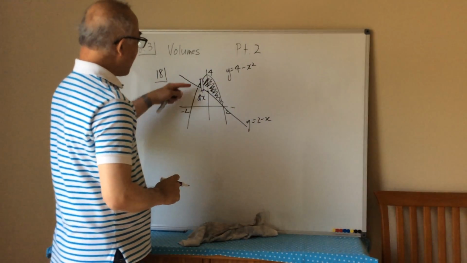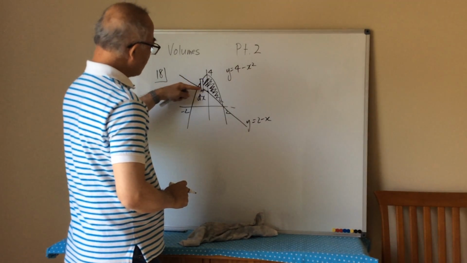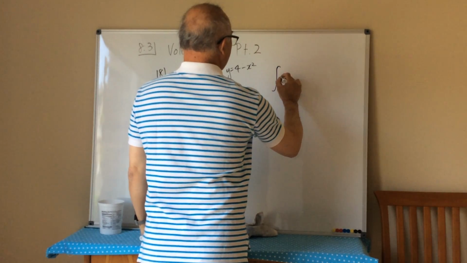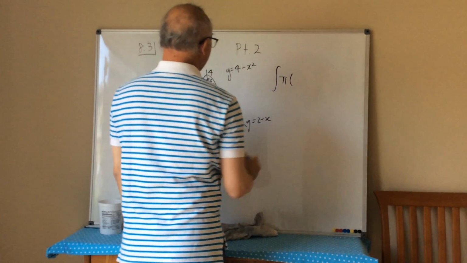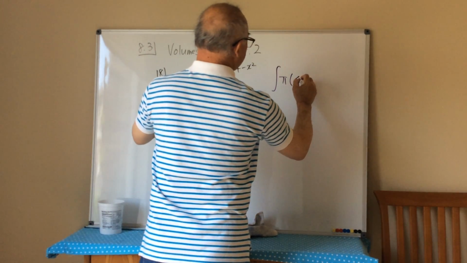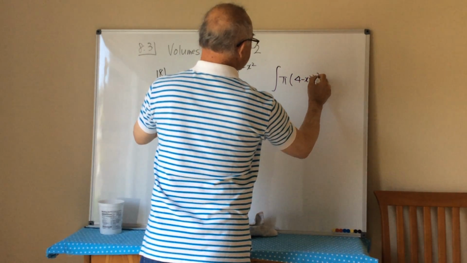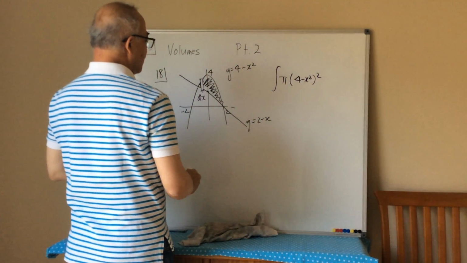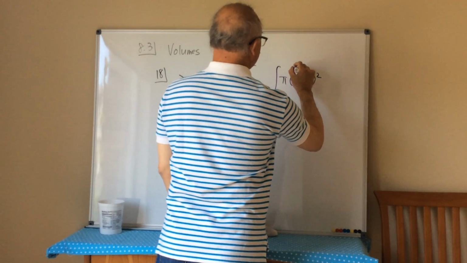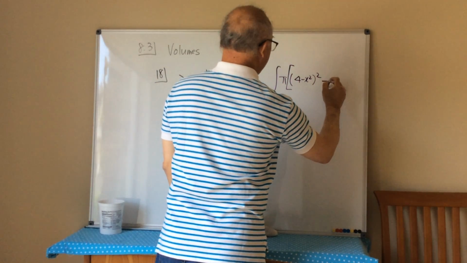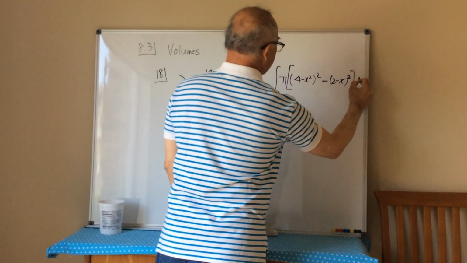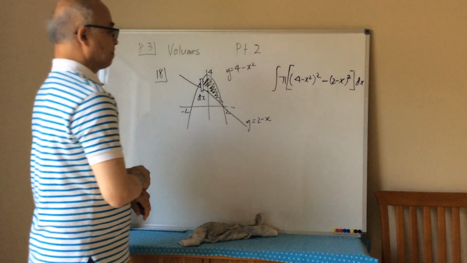dx. The outer radius is the top, the inner radius is the bottom. So we're going to go pi, the outer radius is this guy up here, so it's 4 minus x squared, squared, right? And the inner radius is going to be this guy here, so it's minus 2 minus x, squared, dx.